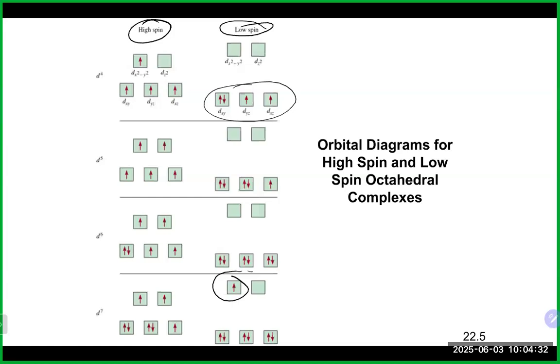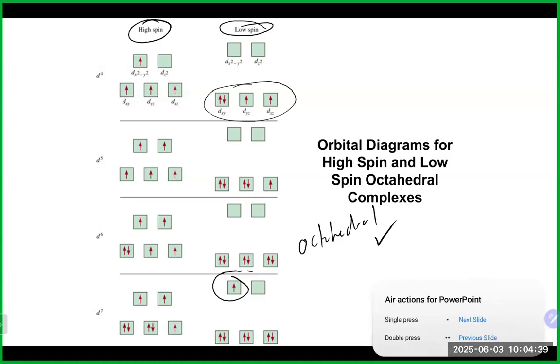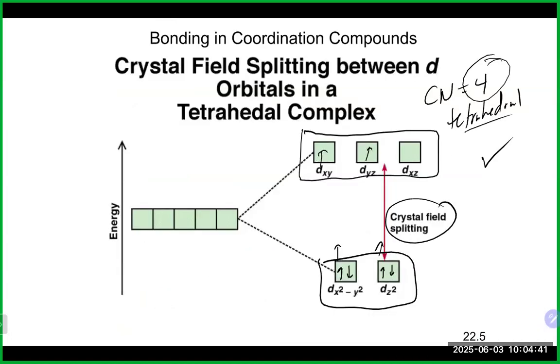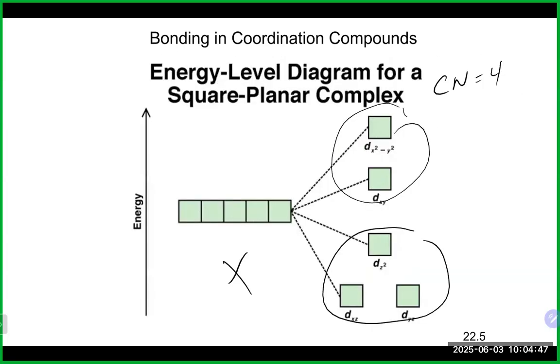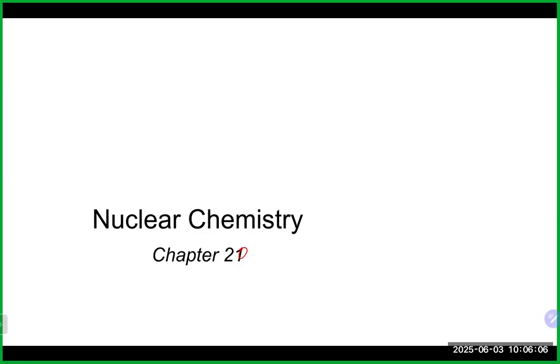You are responsible for octahedral, which is the one we did, and you will also be responsible for tetrahedral, which is basically like octahedral, just upside down. Any questions on that? All right, that wraps up this chapter. Not so much to go. It's actually chapter 21.